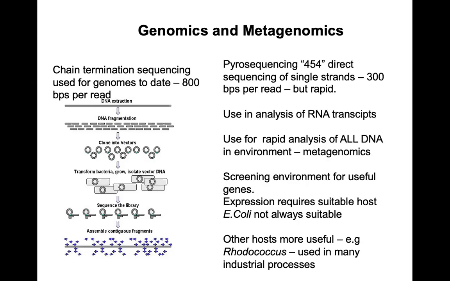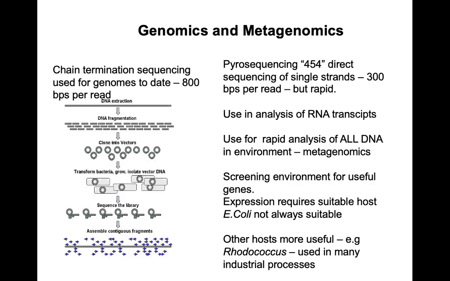So pyrosequencing, I told you, 454 direct sequencing of single strands, 300 base pairs per read. It is rapid. Used in analysis of RNA transcripts. Sometimes we use RNA transcripts. You know, one is genomics, when we analyze the DNA. Transcriptomics means when we analyze the RNA. RNA is the cousin of DNA. And you know how RNA is synthesized in the cell through the process of transcription. When a gene is expressed, it synthesizes mRNA. Obviously, you studied the central dogma, and the process is called transcription.